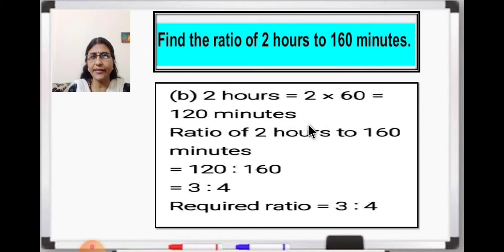This is given in minutes. So we will write like this, 120 is to 160. And then we will write 120 divided by 160. You know ratio means we have to divide. And then we'll reduce it. On reducing, what will you get? This 0 will be cut, and then you can divide both by 2. It is divisible by 2, and when you divide it by 2, you will get 3 is to 4. So the required ratio is equal to 3 is to 4.